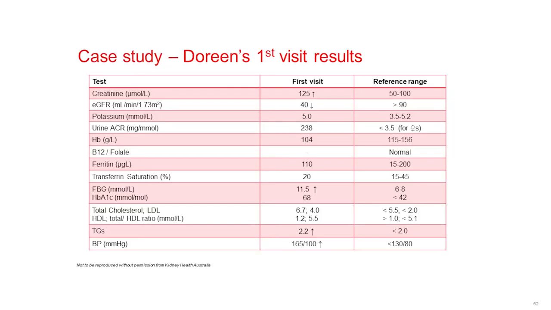So we come back to Doreen's results. Her creatinine is 125, eGFR is 40, which is decreased. Her urine albumin creatinine ratio is raised at 238, hemoglobin is 104, the TSAT is 10% with a ferritin of 110. The fasting blood glucose is 11.5, which is raised, and the total cholesterol is 6.7, and the blood pressure is 165 over 100. What would you like to do?